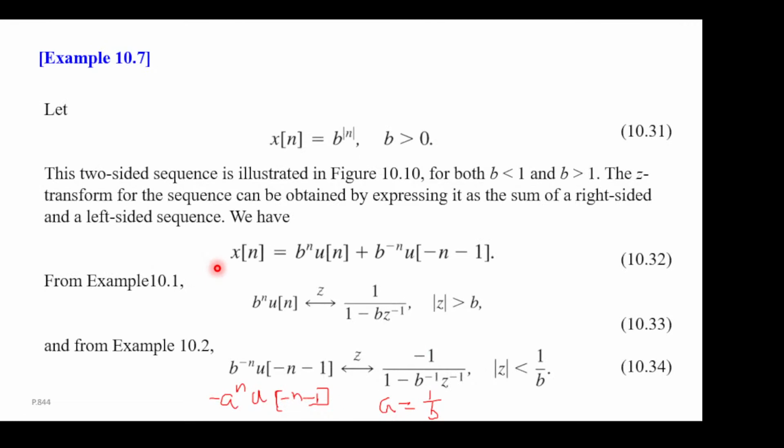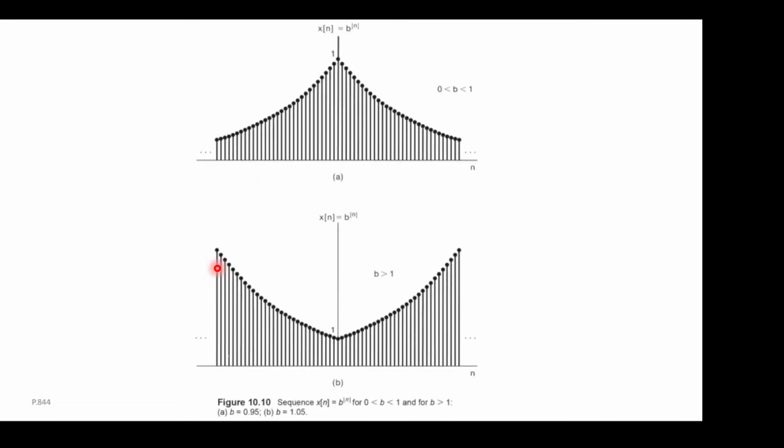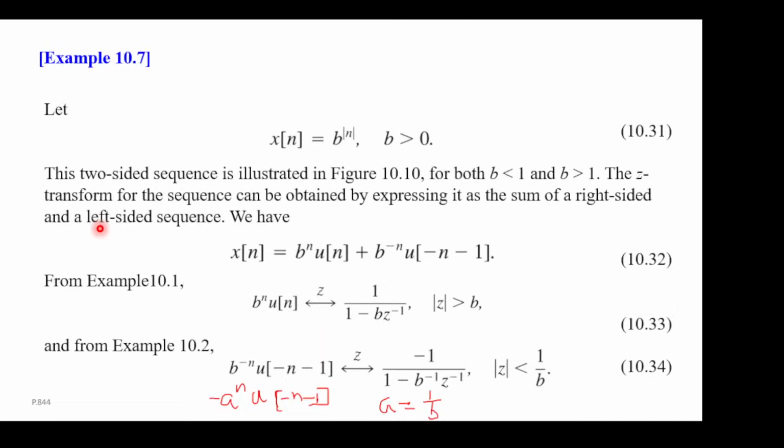Then let's see another familiar example: our double-sided exponential function x[n] equals b to the power of absolute value of n, and it can look like either this or this. If b is between 0 and 1, then it's a double-sided exponential decay. If b is bigger than 1, then it's pretty bad. It's a double-sided exponential growth. It looks very unstable. But anyway, this is a two-sided signal.